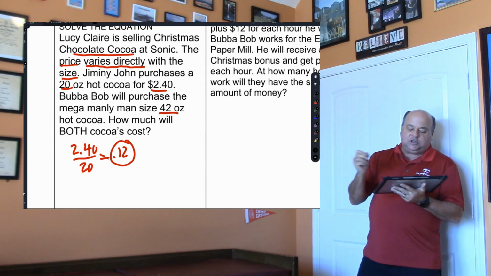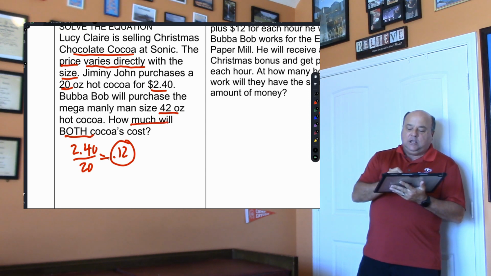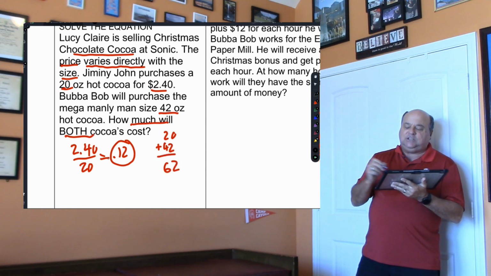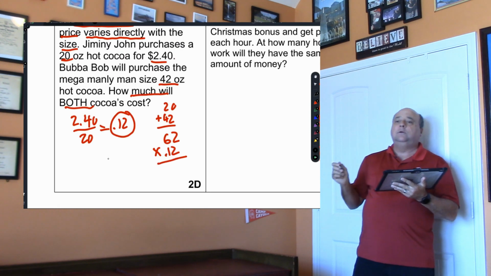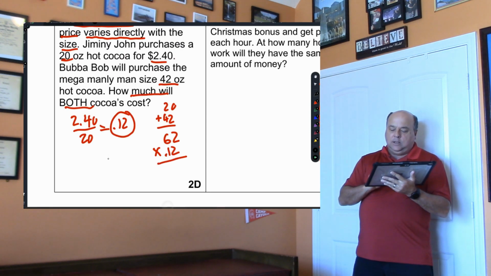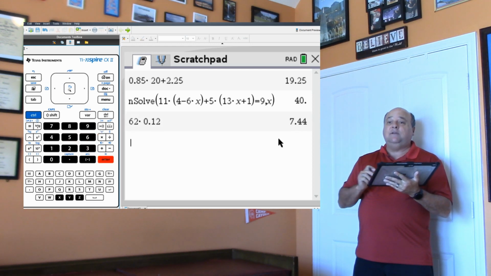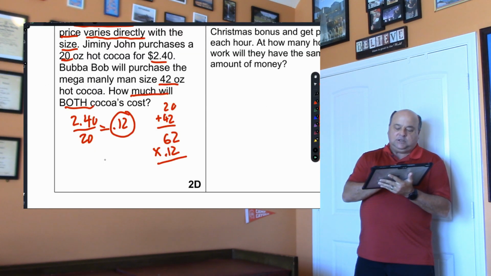Bubba Bob is going to purchase a 42, and it wants how much will both cocos cost. So I need to add up 20 plus 42. I'm buying 62 ounces of cocoa, aren't I? And I'm going to multiply that by 12. So we're going to go to our calculator. 62 times 0.12. And you would get $7.44. So $7.44 for both drinks.